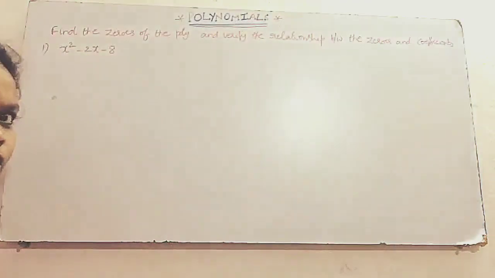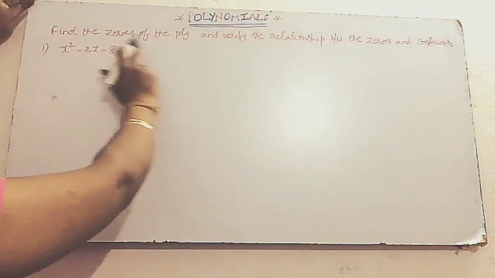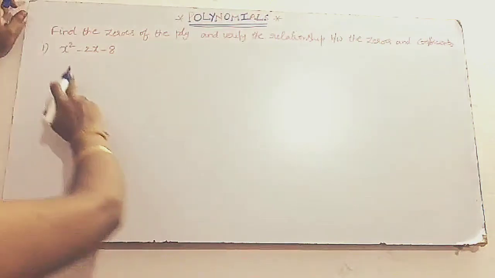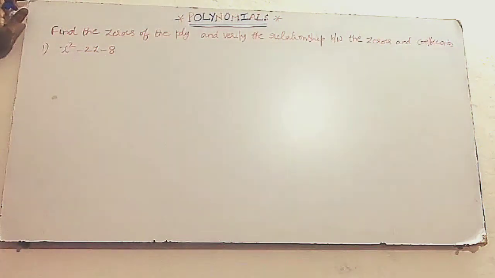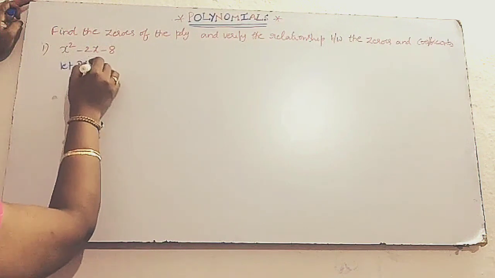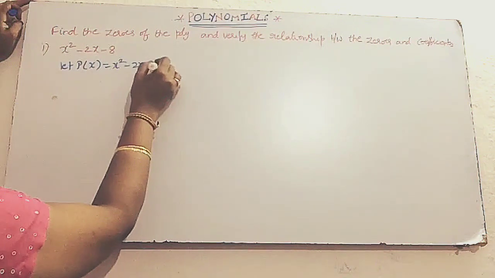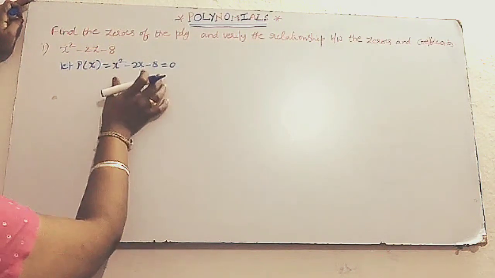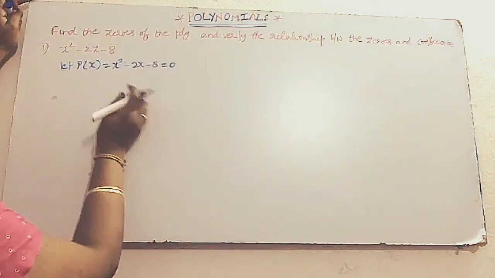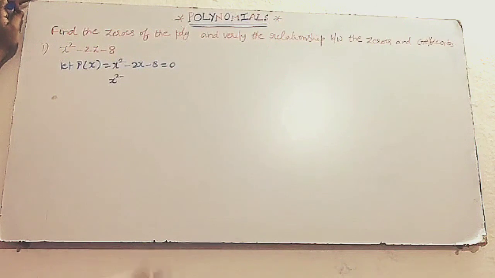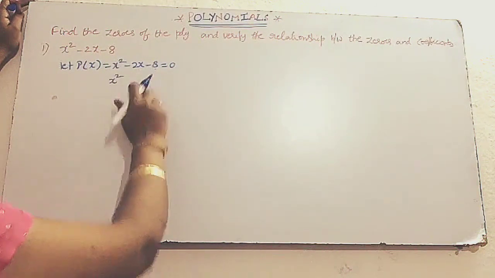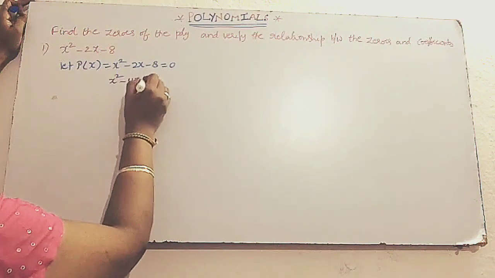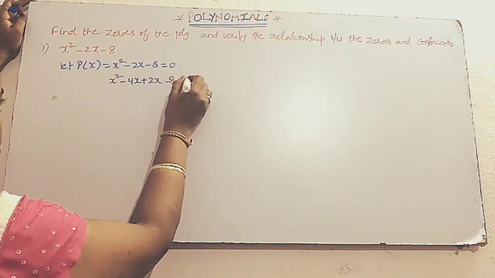Now we will see the exercise problems. Find the zeros of the polynomial and verify the relationship between the zeros and coefficients. First one is x square minus 2x minus 8. So let p of x equal x square minus 2x minus 8. Now we equate it to 0 and take the factors. Product is 8, 4 twos are 8, so minus 4x plus 2x minus 8 equal to 0.